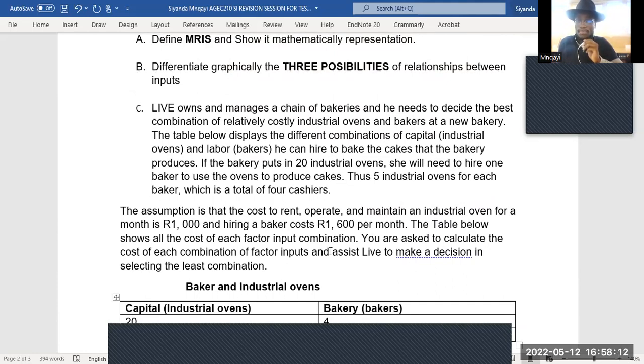But the main concept we have to look at is that there should be something in a question that tells you it must be the best combination, the best least-cost combination from the given variables to be found. So this is the question.